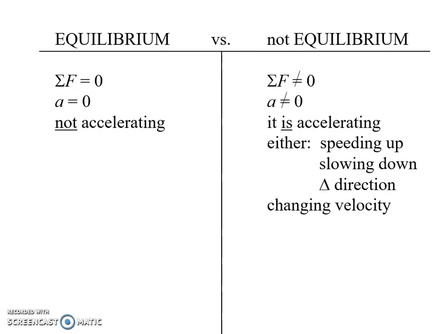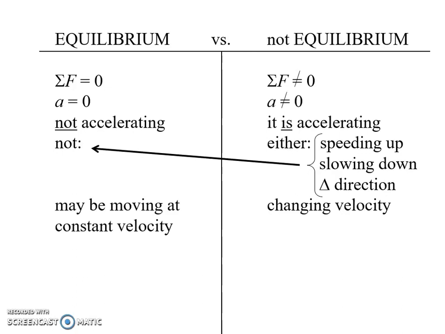So what does that mean for the state of equilibrium? Well, that just means it's not doing any of those things. You don't have to write it again if you don't want to, but it's not speeding up, it's not slowing down, it's not changing direction. That's equilibrium. So does that mean it's not moving? Well, as we just saw with the bucket, maybe it is, maybe it's not. It may be moving only if it's moving at a constant velocity, nothing changing, acceleration equals 0. However, it could be at rest. If it's at rest and not changing, that's still equilibrium.